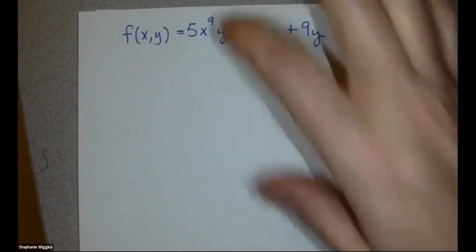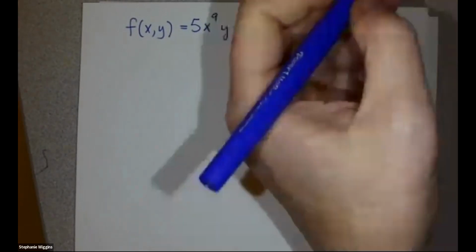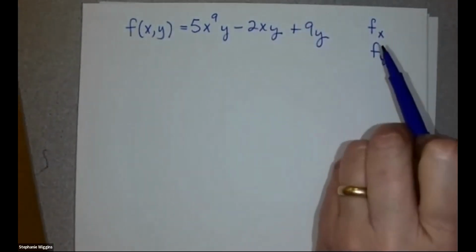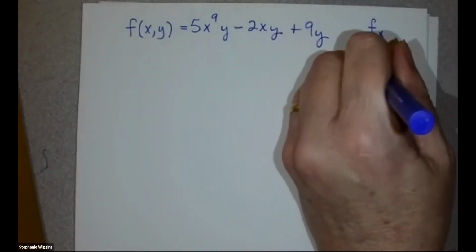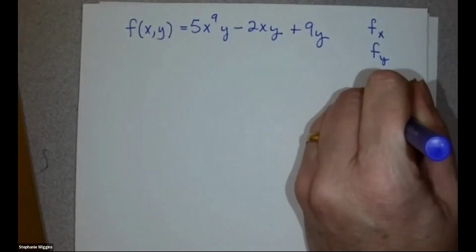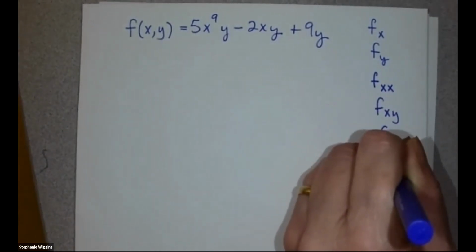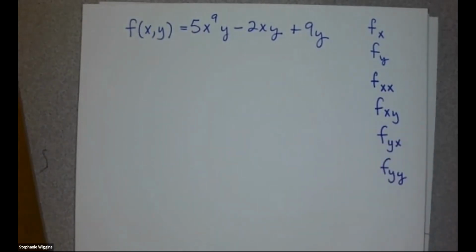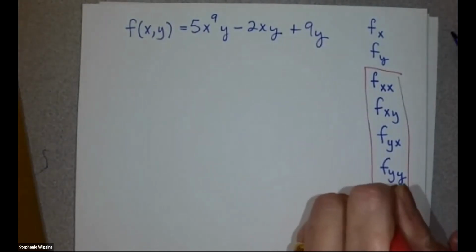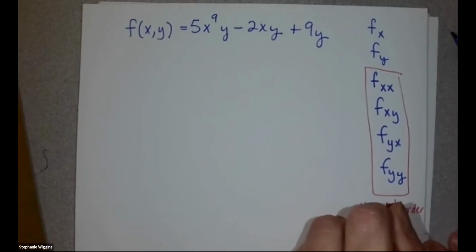All right, so the 4 partial derivatives are, well, we have fx and fy, but then we can differentiate each of these functions with respect to x and y. So you get fxx, fxy, and then you get fyx and fyy. So these are your 4 second order partial derivatives.